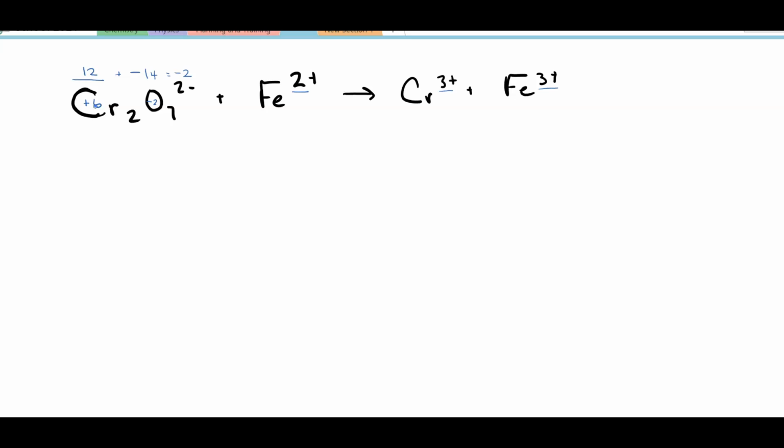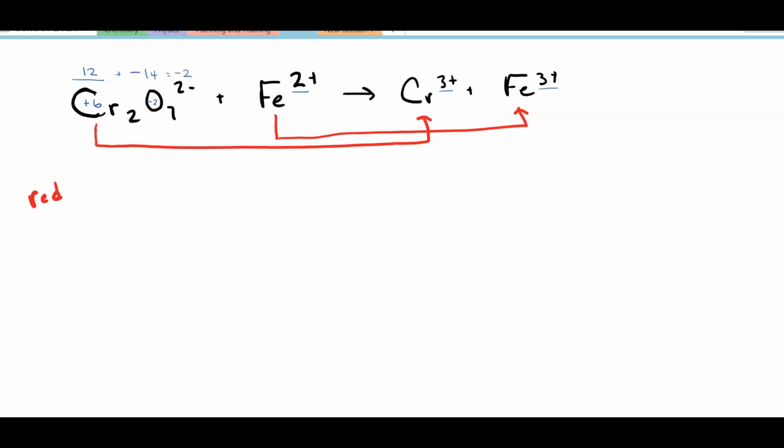Now I need to see what's being reduced and what's being oxidized. My pairs here: iron 2 is becoming iron 3. How does it do that? By losing an electron. And chromium 6, a +6, is becoming chromium 3. How does it do that? By gaining electrons. So my reduction is gain, and so, OIL RIG: reduction is gain of electrons.